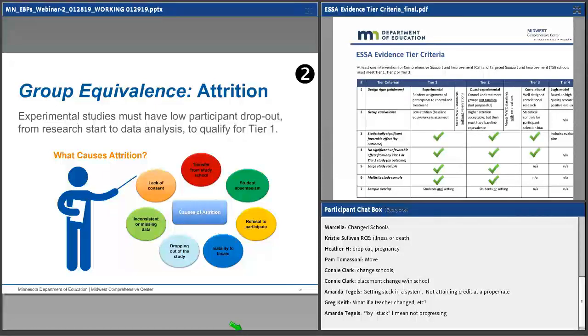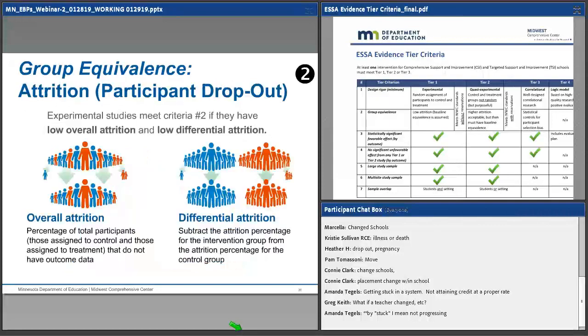They just accidentally lose data for a group of students. So there are lots of reasons that might be behind attrition. Here's the technical definition, just as an FYI.